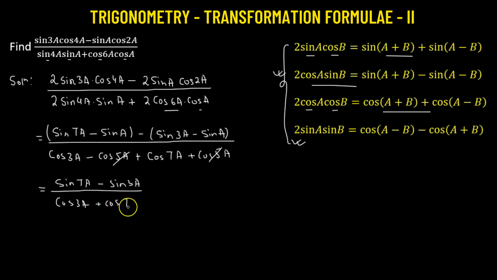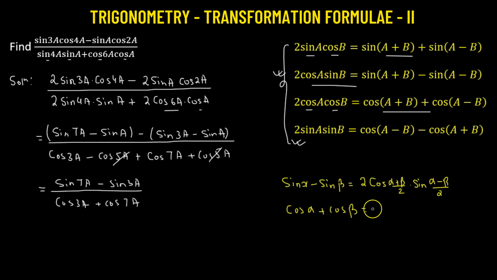of angle 7A. Now what we have here is the difference of two sine functions in the numerator, and we have the sum of two cosine functions in the denominator. Now we'll have to use the transformation formula in the reverse way. Meaning if we have the difference of two sine functions, that means sine alpha minus sine beta, it's going to transform as 2 times cosine of angle alpha plus beta over 2 multiplied by sine of angle alpha minus beta over 2. And if we have cosine of alpha plus cosine of beta, that means the sum of two cosine functions is going to transform as the product of two cosine functions. So we get 2 times cosine of alpha plus beta over 2 multiplied by cosine of alpha minus beta over 2. So let's apply this formula.